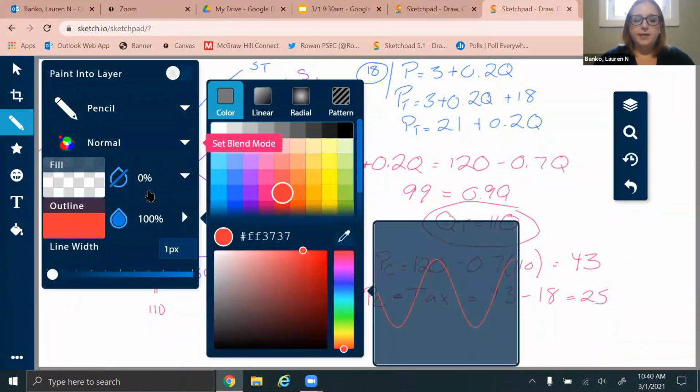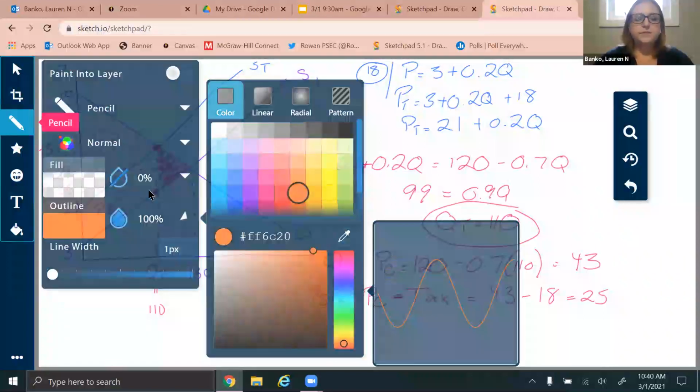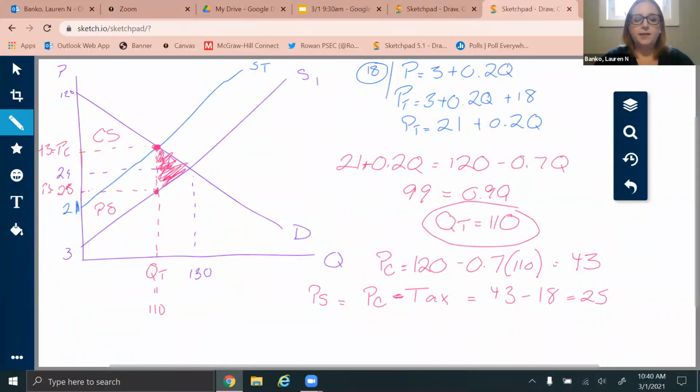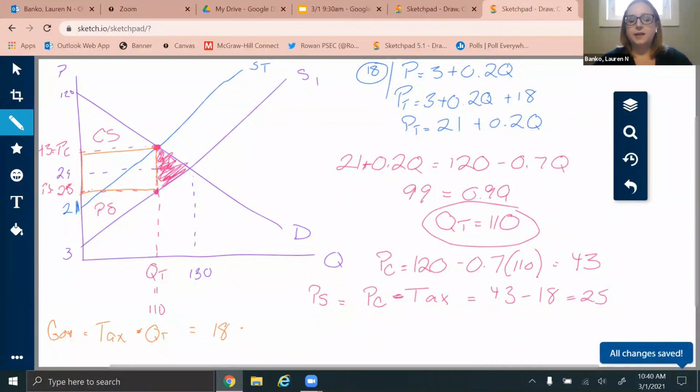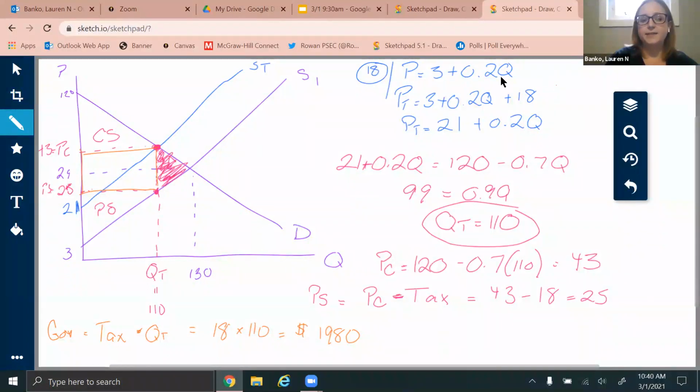And the last thing we can find here is the government revenue, and that's found in this rectangle. And government revenue is kind of an easy equation. It's just going to be the tax amount times the new quantity with the tax. So 18 times 110 here. And it's $1,980. That's how much the government is receiving because they place this tax in the market.